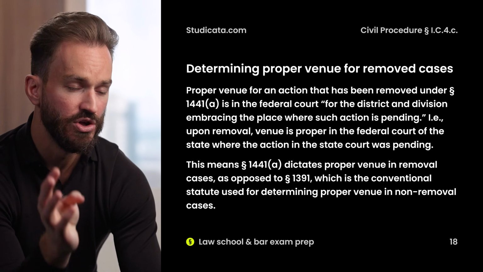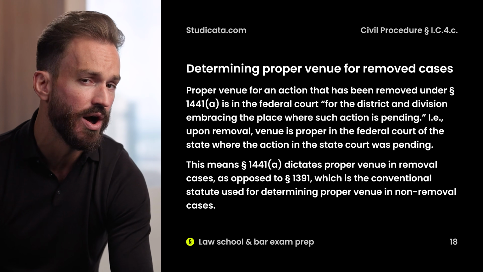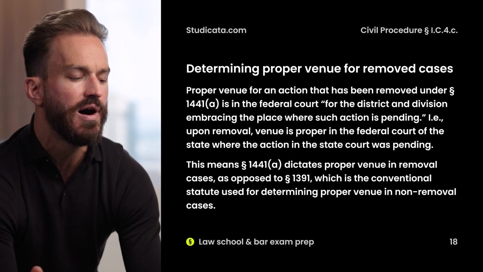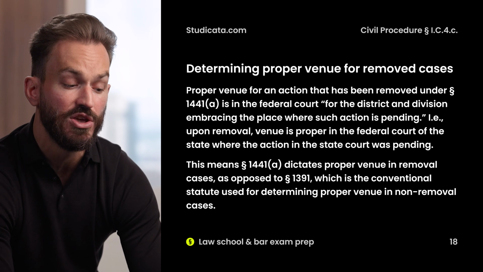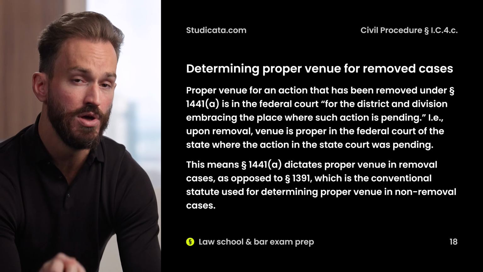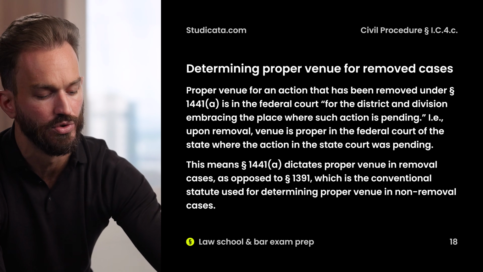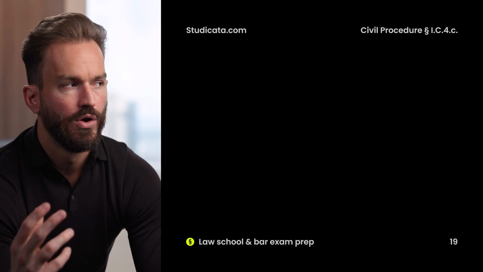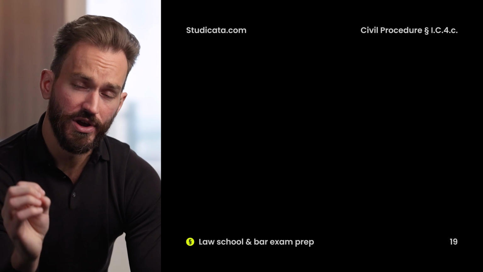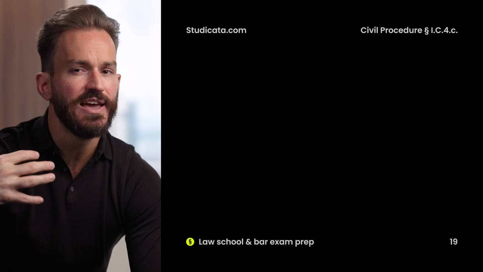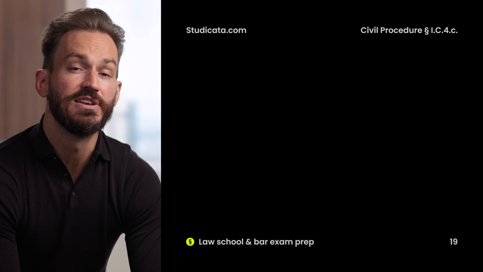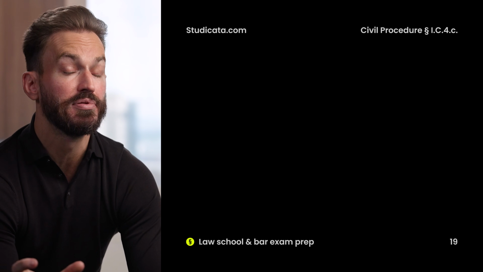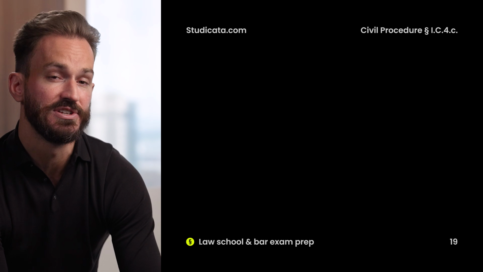It's given to you. You don't have to go through the whole 1391 analysis that we're going to talk about in a future lesson. Okay, so this is just something to keep in mind when we're determining proper venue for a case that has been removed from state court to federal court. So let's just apply this to a quick practice problem so we can see this. And again, we haven't discussed venue yet. We're going to get there in future lessons. But the idea here is just understanding that when the case is removed from state court to federal court, if we're trying to determine where venue is proper, we apply 1441(a), not 1391.